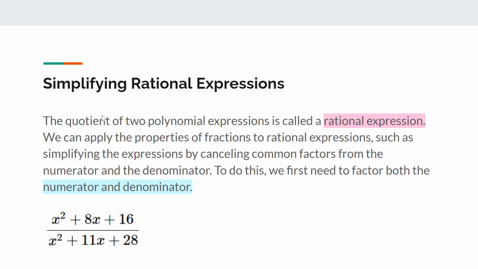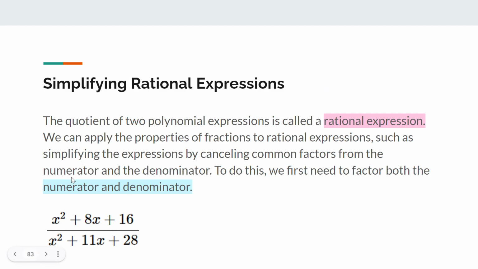The quotient of two polynomial expressions is called a rational expression. And we can apply the properties of fractions to rational expressions, such as simplifying the expressions by canceling the common factors from the numerator and the denominator. To do this, we first need to factor both the numerator and the denominator. So let's look at this example.